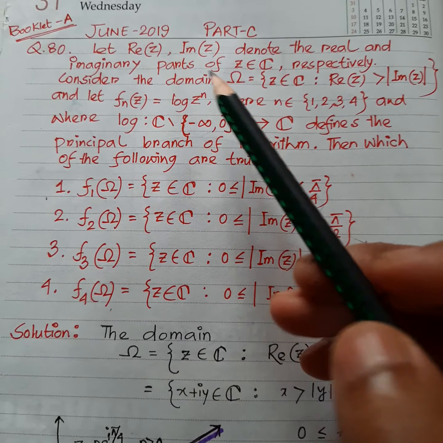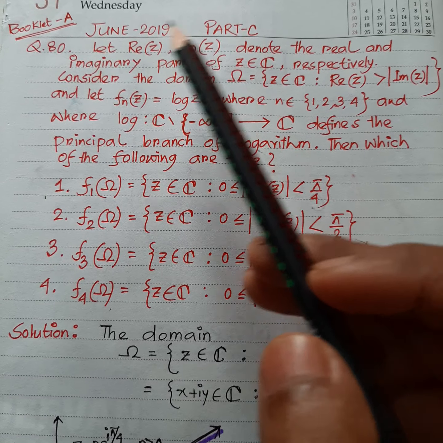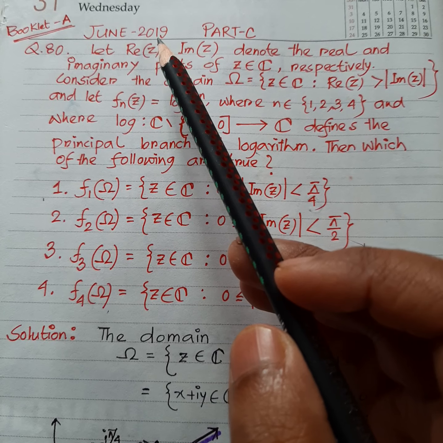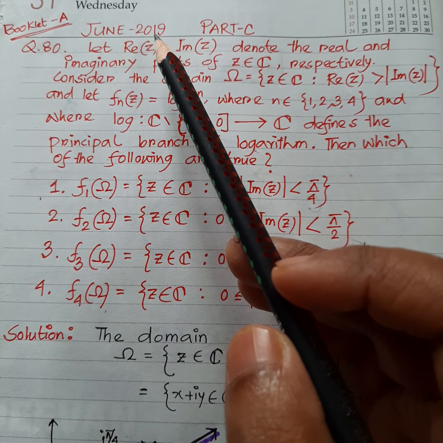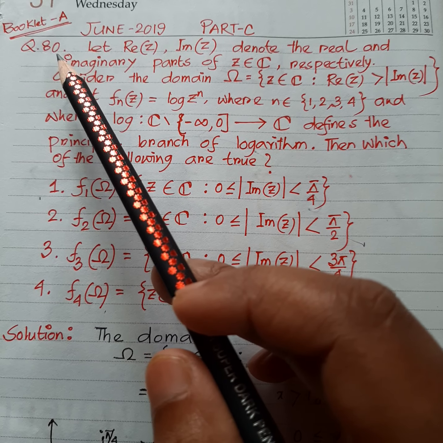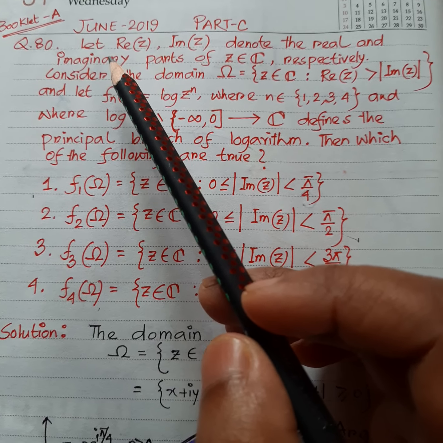This is a question from complex analysis, and this is a part C question from June 2019 CSIR NET Mathematical Sciences examinations. This is question number 80. So let's see the question.